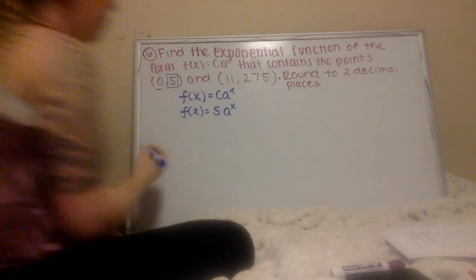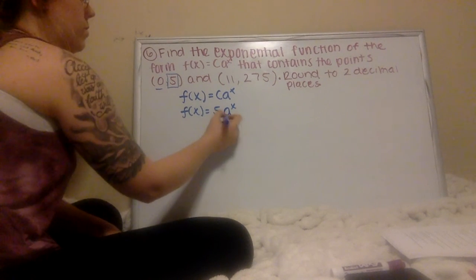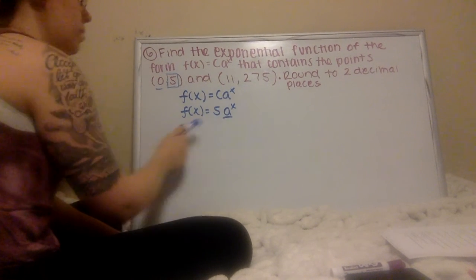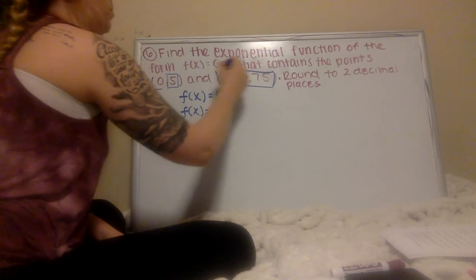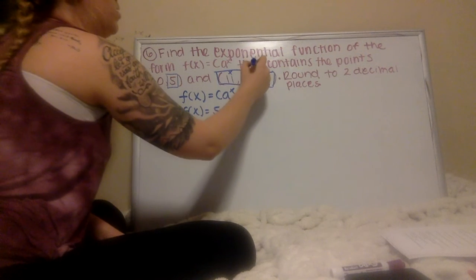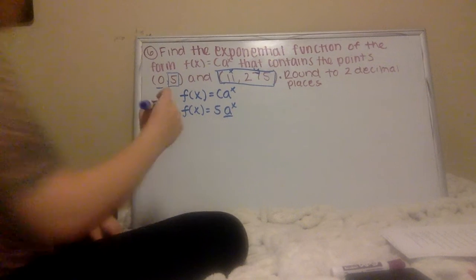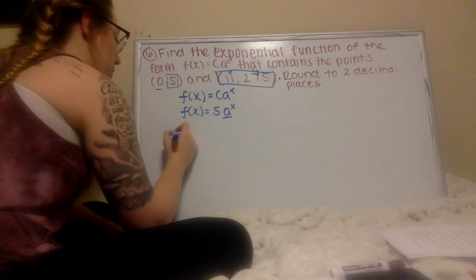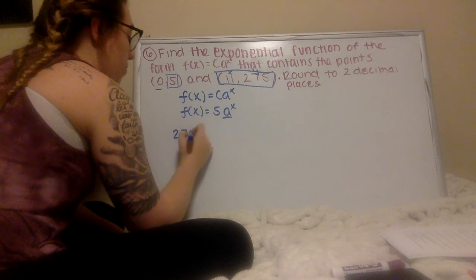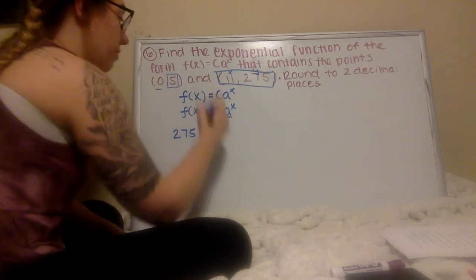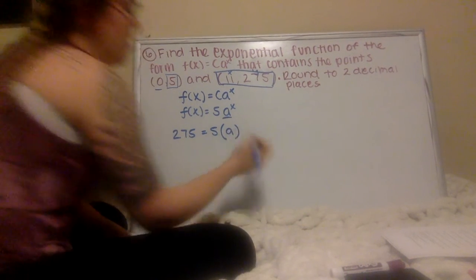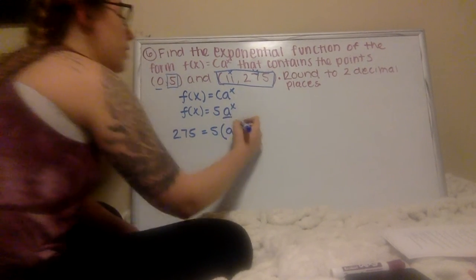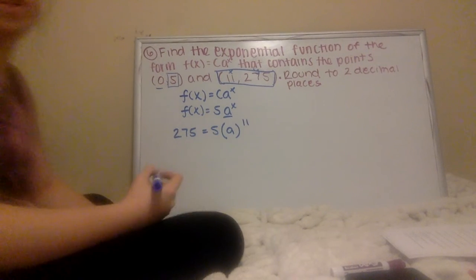to the x. Well, we need to solve for our a value, so we need to be able to plug in something for x and something in for y. That's where the second point comes in. So we'll be plugging in 11 for our x value and 275 for our y value. So we have 275 for y equals that 5 that we were already given, and then a is what we're still trying to solve for, and then a to the x, and 11 is what we're plugging in for x.